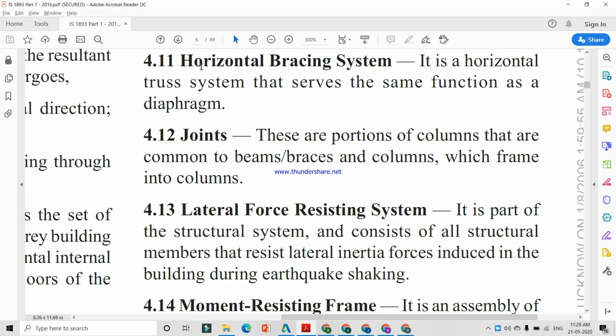Next is the horizontal bracing system. It is the horizontal truss system, and its functioning is the same as the diaphragm. The next is a joint. Joint is very important for structural purposes. It is the portion of the column that is common to a beam and column. That means it is the point where the column and beam intersect. So the point you call joint.